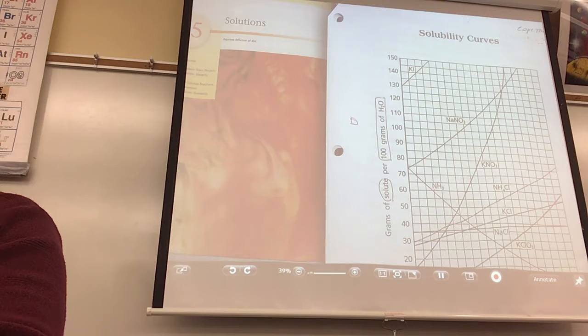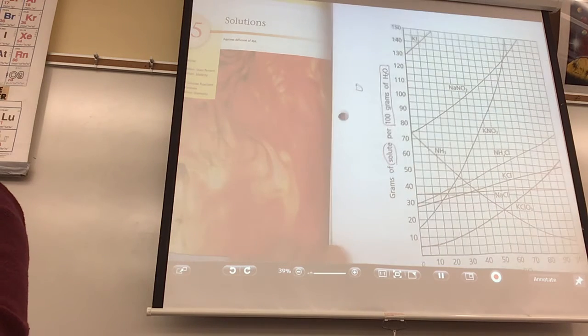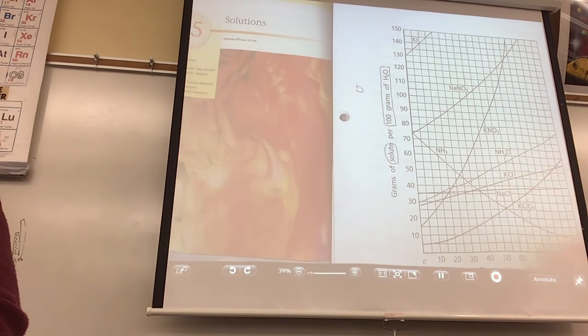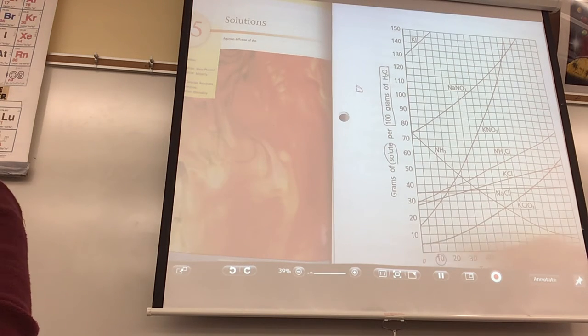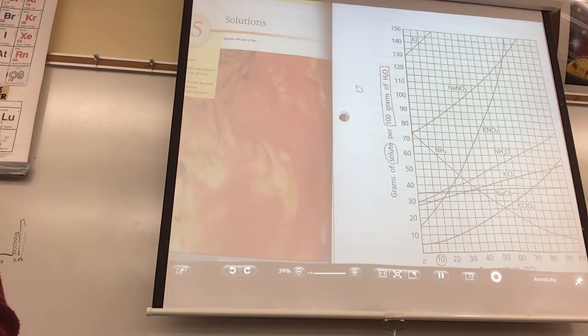Okay. Now we know how to read the graph. Ready? Now let me show you how to do this. Let's start and pick a temperature. Let's pick 10. I'm just going to pick 10 at random. I hereby declare I randomly pick 10 degrees.